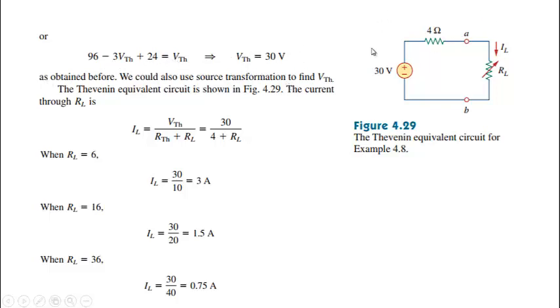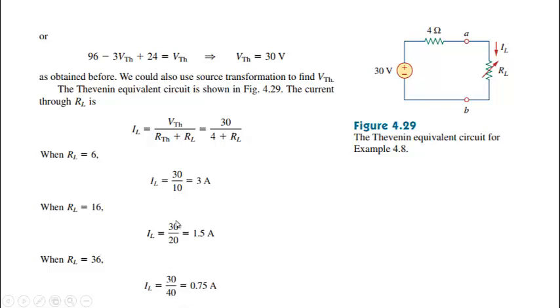So this is our final circuit, where VTH is 30 volt, RTH is 4 ohm, and this is a variable load. What is the value of IL? IL will be equal to VTH divided by (RTH plus RL). RTH we have calculated, so this is 30 divided by (4 plus RL). Now we have to find the value of IL when RL is equal to 6 ohm: IL will be 30 by 10, that's 3 amperes. When RL is equal to 16, IL will be 30 divided by 20, which comes out to be 1.5 amperes. And when RL is equal to 36, 30 by 40 will be 0.75 amperes.